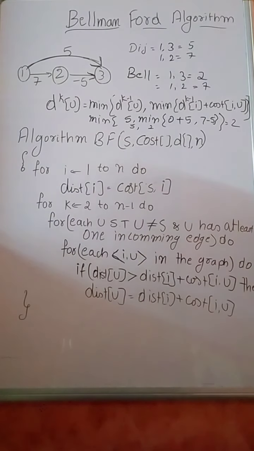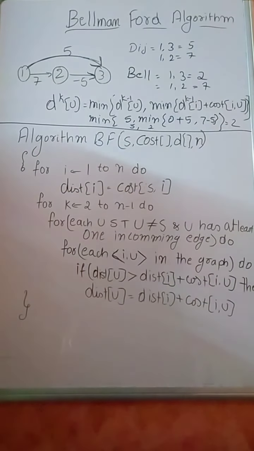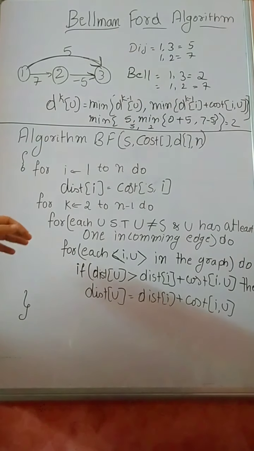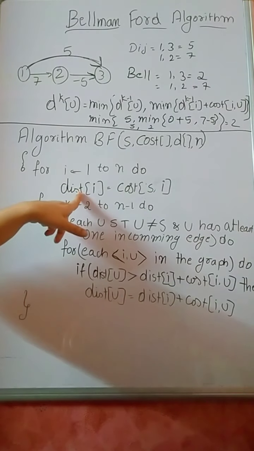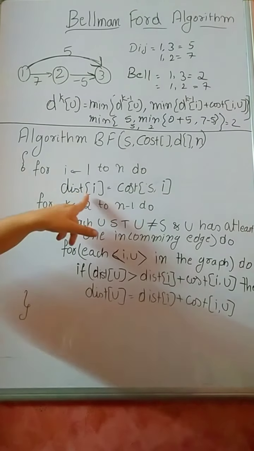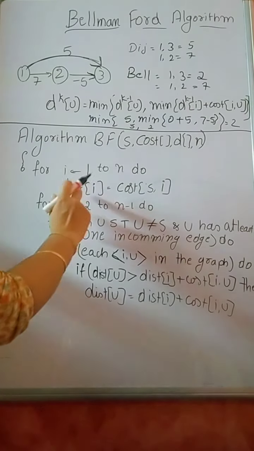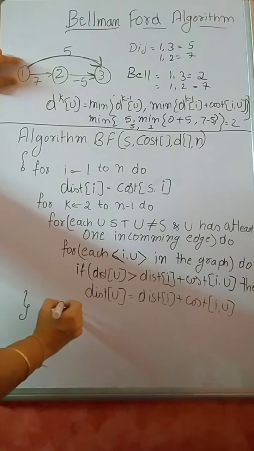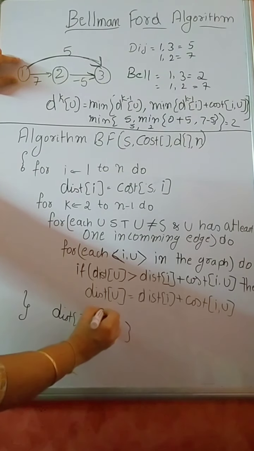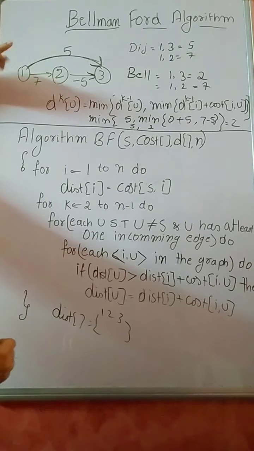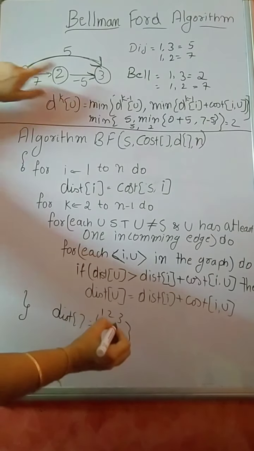Now, I'll consider the algorithm. You will understand the algorithm better when we solve the problem, but anyhow I will finish this. It is very simple. For i equal to 1 to n, initially the distance vector I am considering as the cost of s to i. If I consider the same example, what is my initial distance vector? How many vertices are there? 3 vertices. 1 to 1 will be 0, 1 to 2 will be 7, and 1 to 3 will be 5.